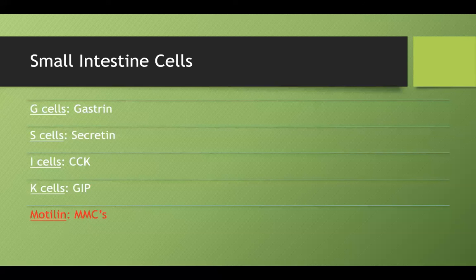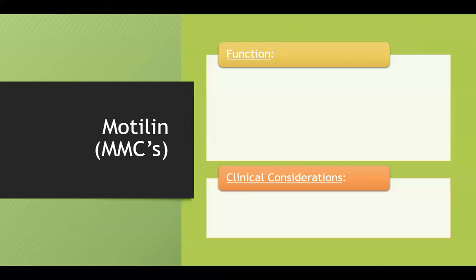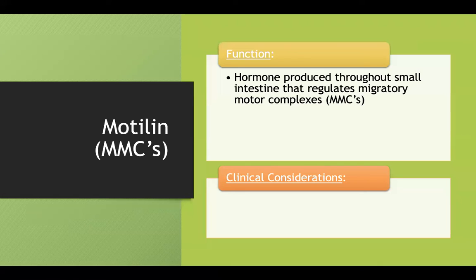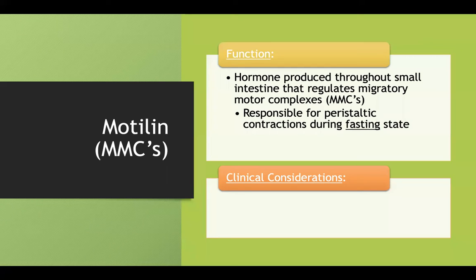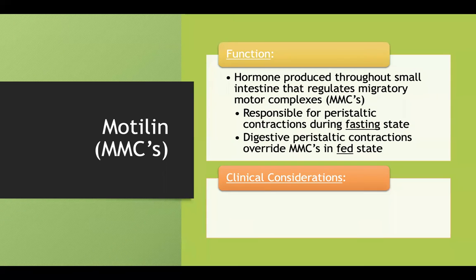The last one I just want to mention is motilin. Motilin's actually a hormone, but I do want to talk about it here. Motilin is a hormone that's produced, and it regulates something called migratory motor complexes, which I'll refer to as MMCs. And this helps us to provide peristalsis during the fasting state. So if you've ever heard your stomach grumbling when you're really hungry, that's an MMC in action.